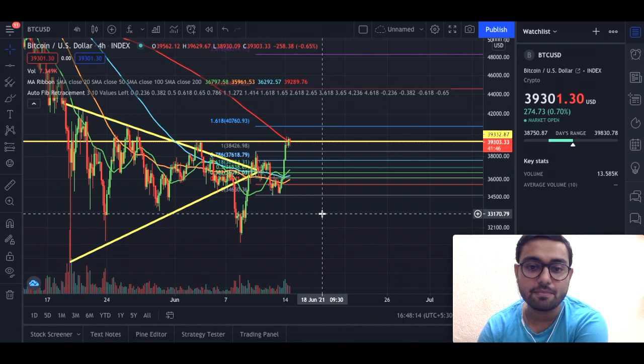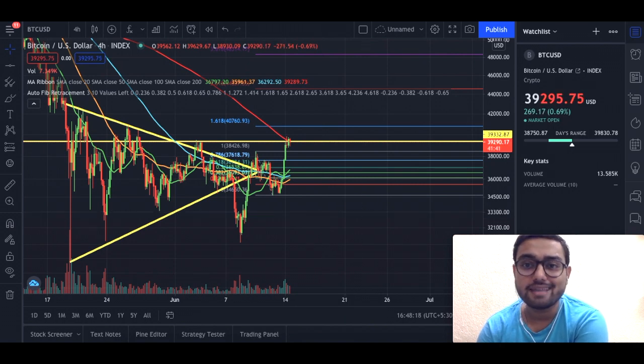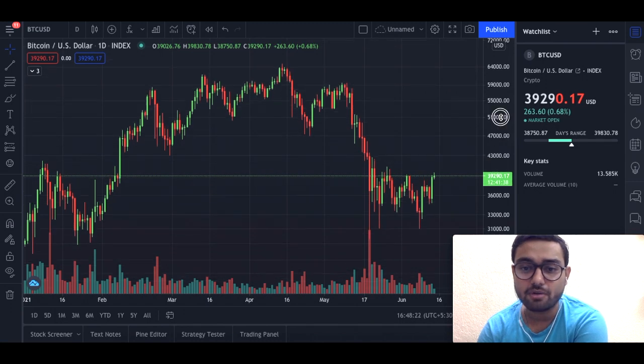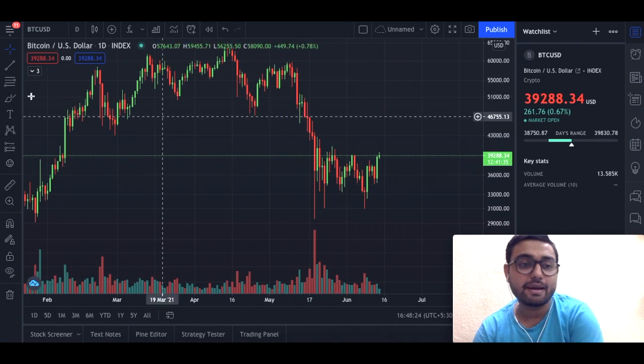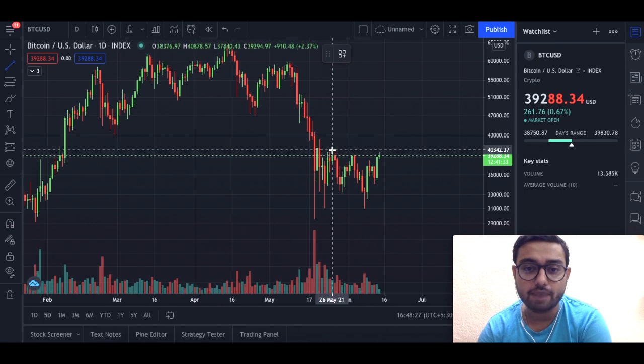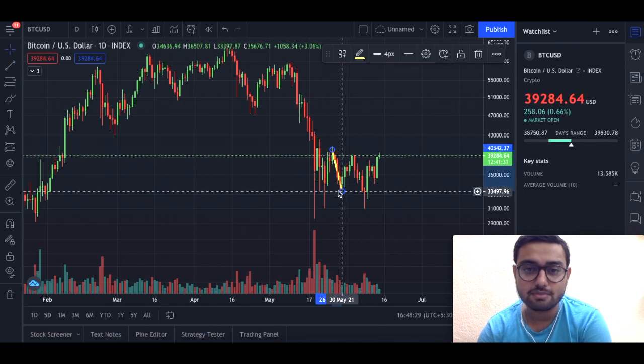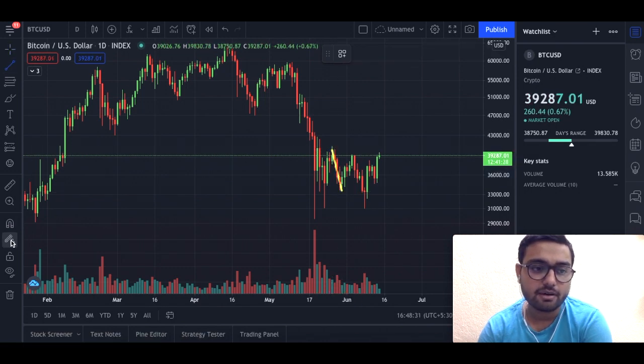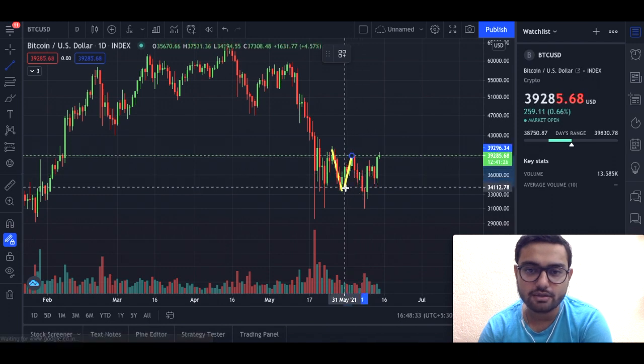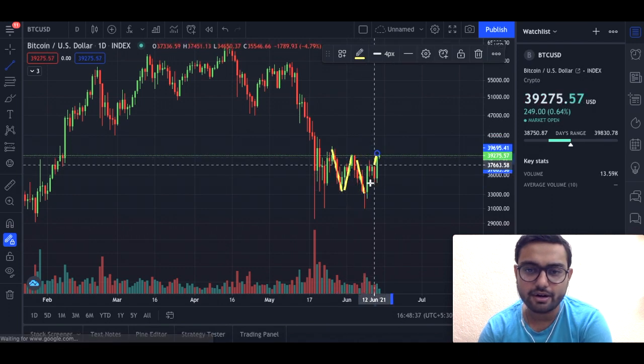That is a very important thing to note. Now let's jump on to the Bitcoin USD daily chart, and a very important pattern which I have noticed is getting played out here, which is the double bottom pattern, right? So this is basically the double bottom pattern which I would like to highlight to you right here. You can call it a W pattern as well.